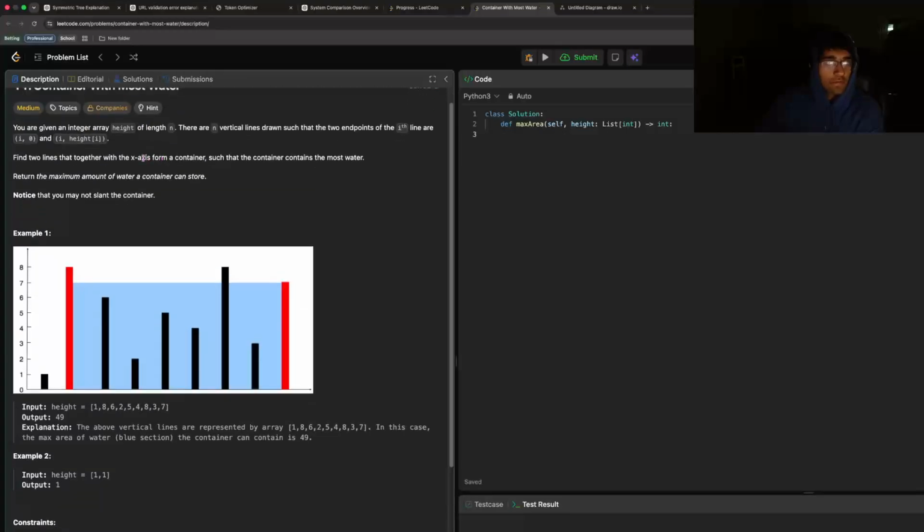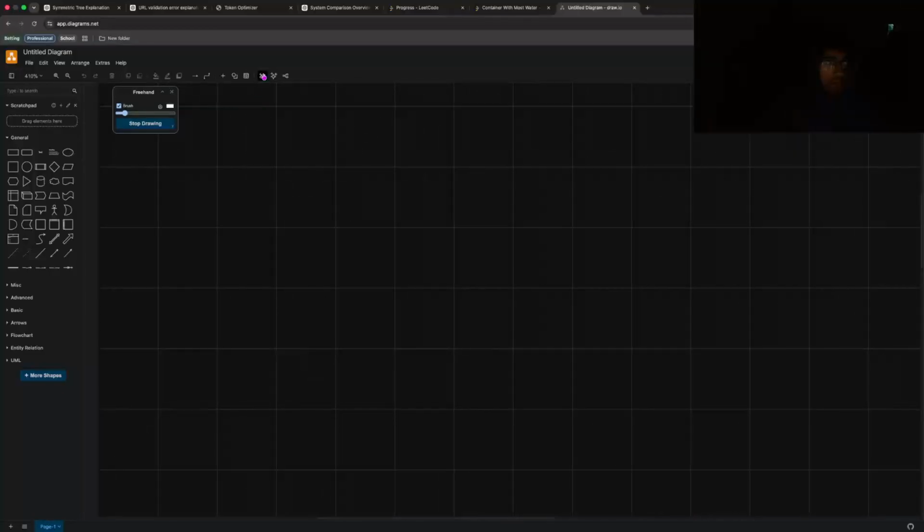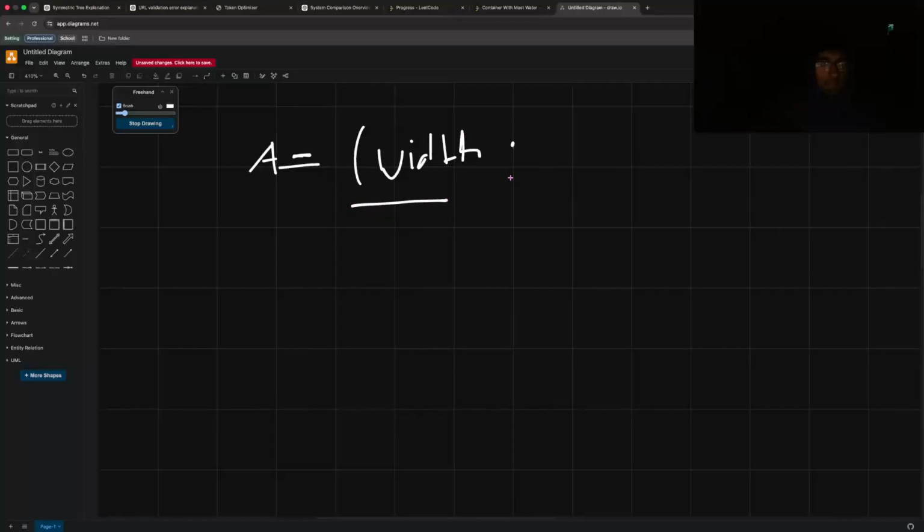We're thinking area, right? So off the top of our head, if we're looking at a rectangle, the formula for the area of a rectangle, A equals, we're going to do the base, so that would be the width, times the length or height. Width times height, right? So this is what we have.